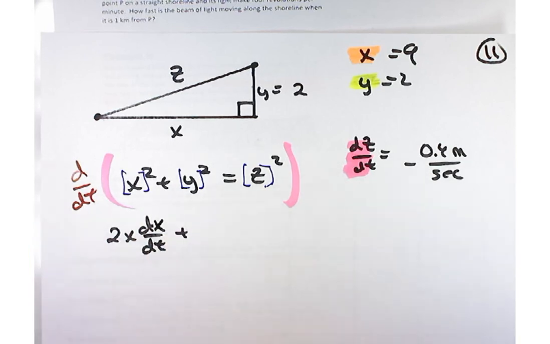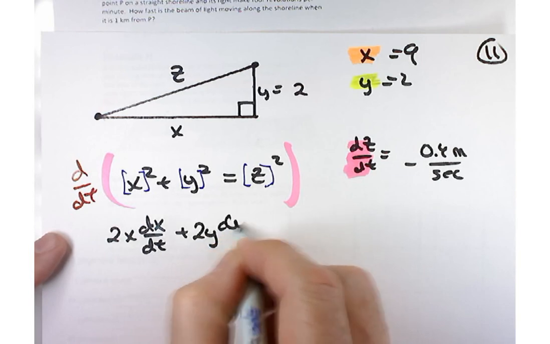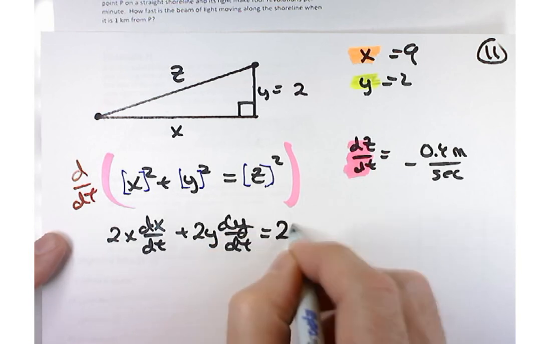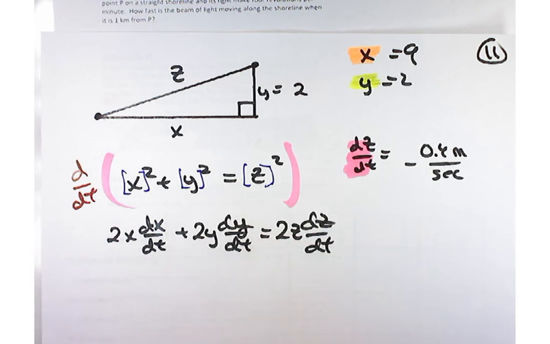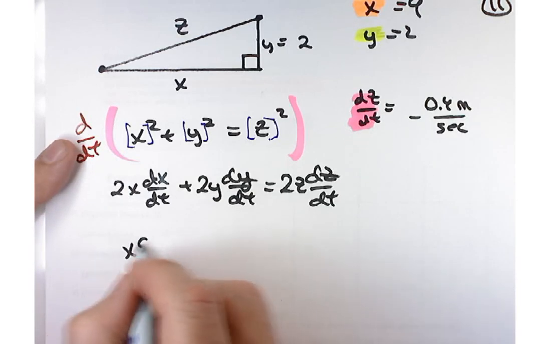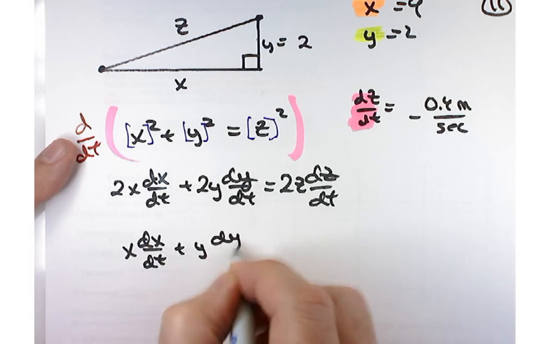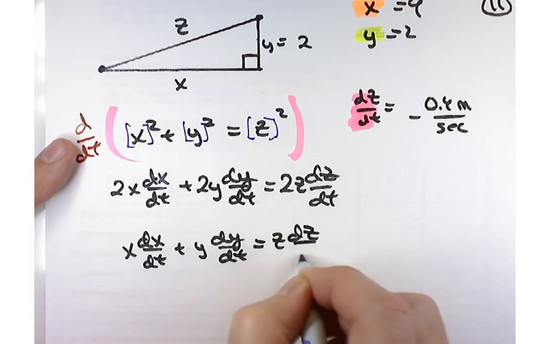And then a similar thing over here with the y's. It's going to be 2y dy by dt equals 2z dz by dt. You can cancel out all the 2's if you'd like. It's not a bad idea. And come up with x dx by dt plus y dy by dt equals z dz by dt.